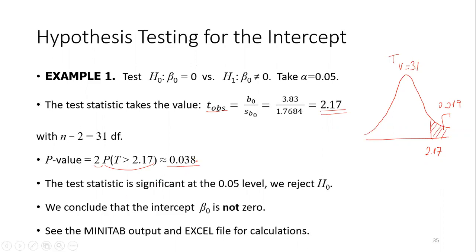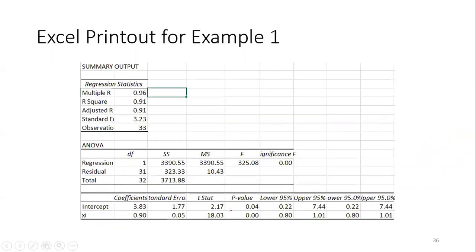So what does this mean? Since this p-value is smaller than 0.05, we reject H0 and conclude that beta 0 is not 0. As I said, generally in real life we don't calculate them by hand. What we do is use software, so I will show you outputs of 3 different software packages.